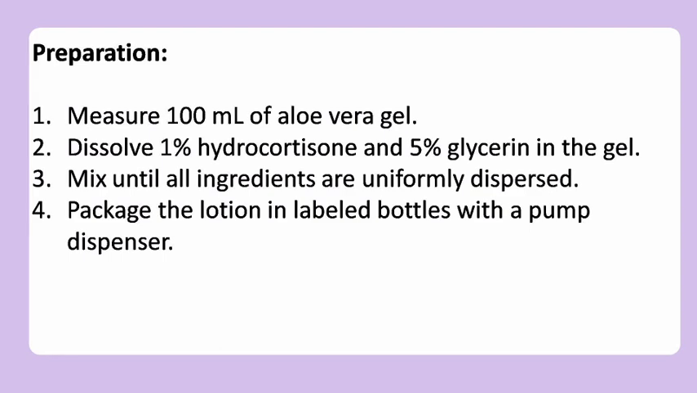Preparation: measure 100 ml of aloe vera gel. Dissolve 1% hydrocortisone and 5% glycerin in the gel. Mix until all ingredients are uniformly dispersed. Package the lotion in labeled bottles with a pump dispenser.